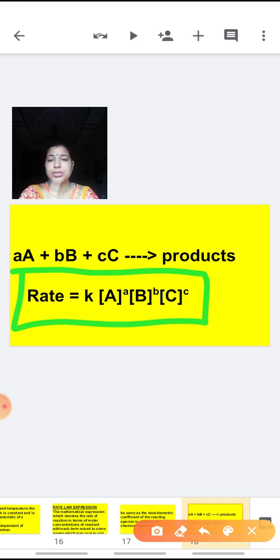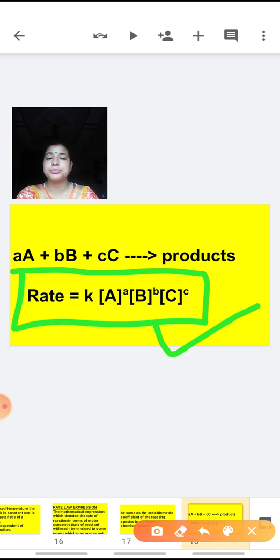Such a reaction which cannot take place in one single step is called a complex reaction. For a complex reaction, we see the slowest step of the reaction, the step which is taking place at the slowest speed, and that step will be called the rate determining step. Only for that step you can write down this rate law expression.